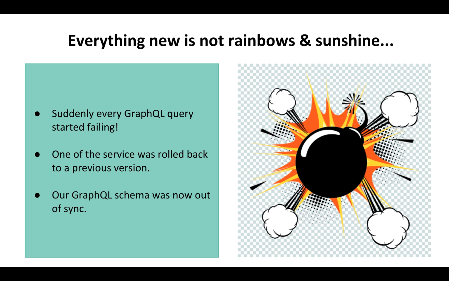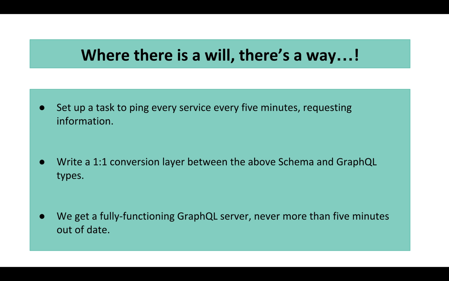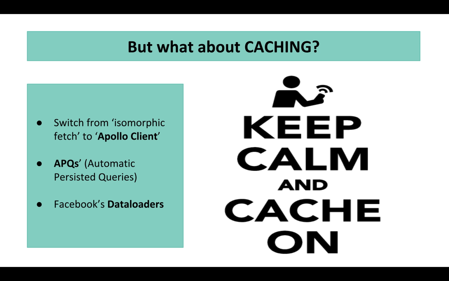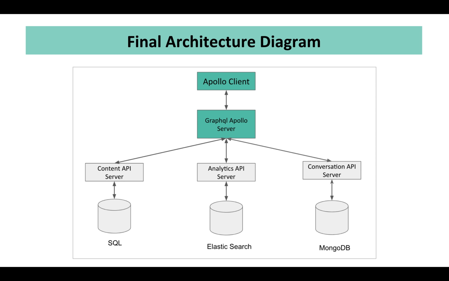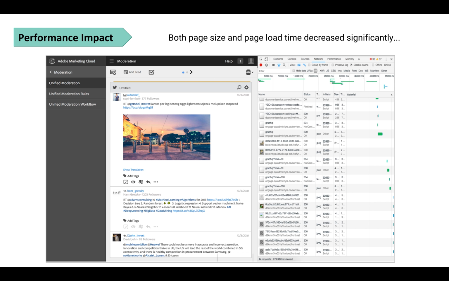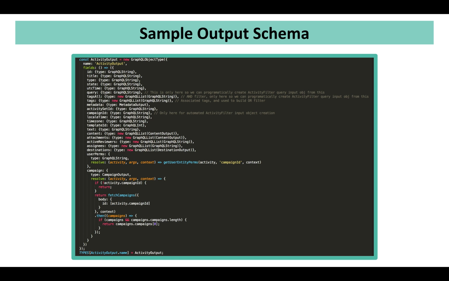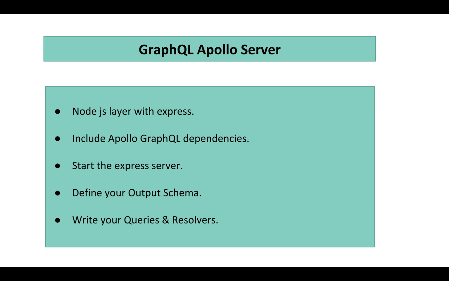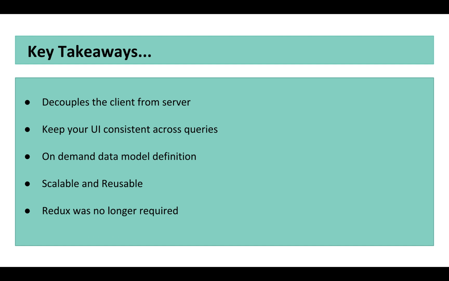So in this talk, I'll be highlighting the various problems we faced as we switched to GraphQL, and the caching problem, the problem which I mentioned before, and now our final use case and our final architecture diagram looks something like this. It had the obvious performance impact, like both the page size and the page load time decreased significantly. In the end, I'll be discussing briefly about the Apollo client and the Apollo server, and how these 2 things worked well in our use case and our case study.